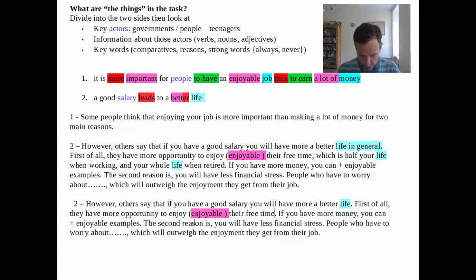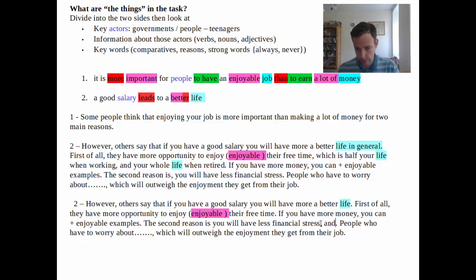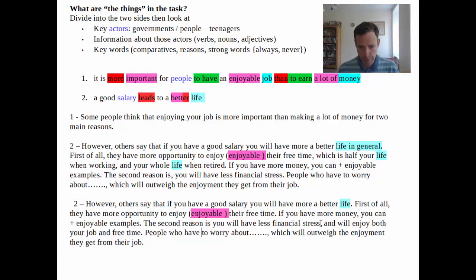If you have money, you can plus enjoyable. The second reason is you will have less financial stress, and will enjoy both your job and free time. People who have to worry about blah blah blah cannot enjoy themselves, which will outweigh the enjoyment they get from their job. Okay, so this one here, the second paragraph already, I've missed the idea in the second opinion that's about a better life.